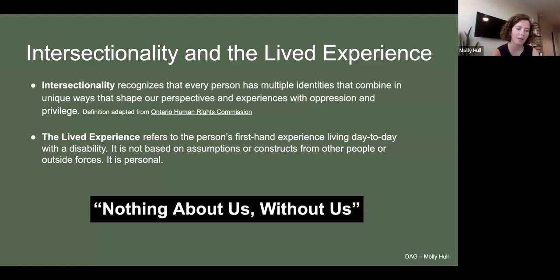So on the bottom of the slide is the phrase, "nothing about us without us," which was a phrase coined during the 1990s in South Africa during their disability rights movement. And I put this phrase here as a reminder to include the disabled perspective as you explore accessibility in your work.